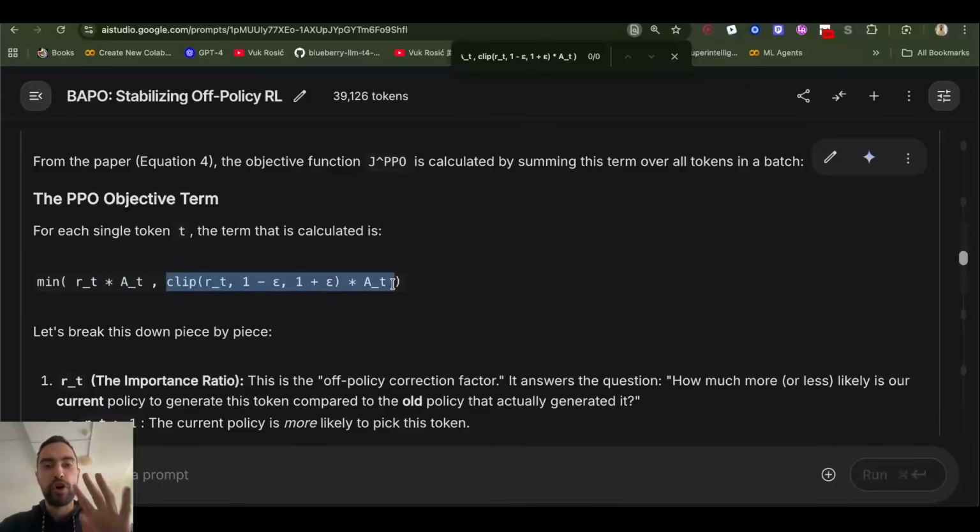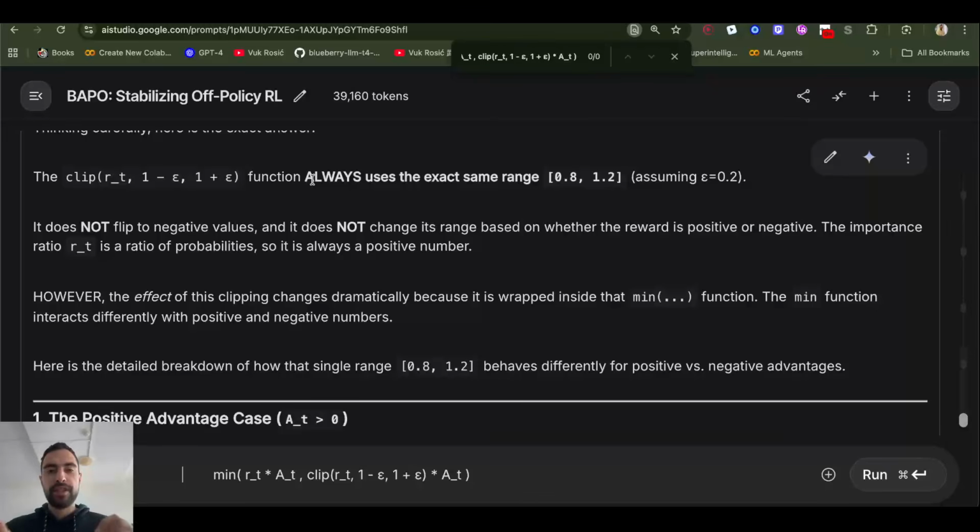So there are like four possible cases here. There are two moving parts, the minimum between these and the importance ratio clipping. So the importance ratio is always a positive number. It's just the new probability divided by the old probability. It's always a positive number. And in this term, it will not be clipped. In this term, it will be clipped between these two values. So let's see how these two terms interact with the minimum for different types of situations.